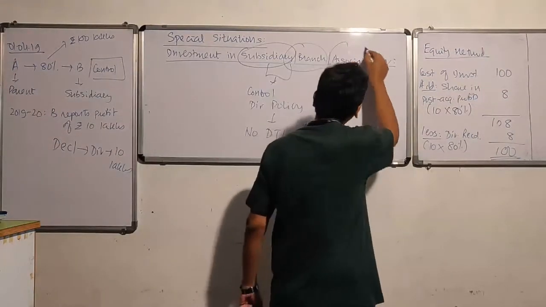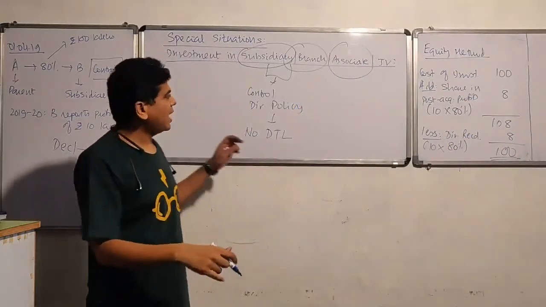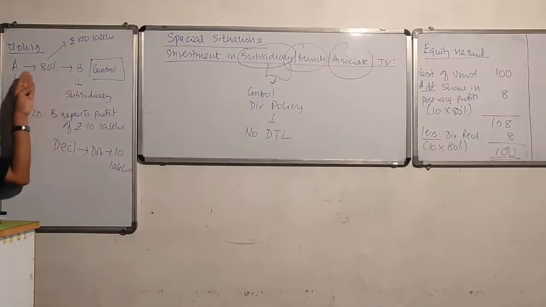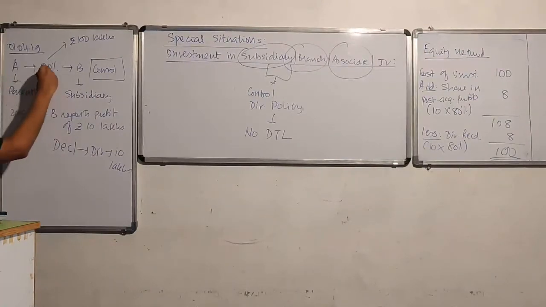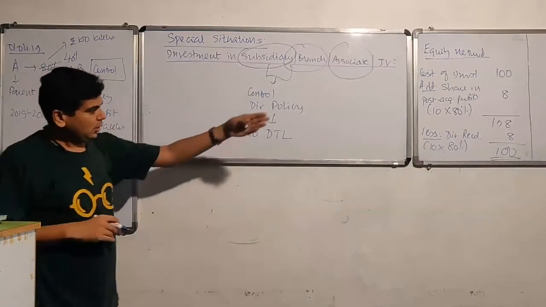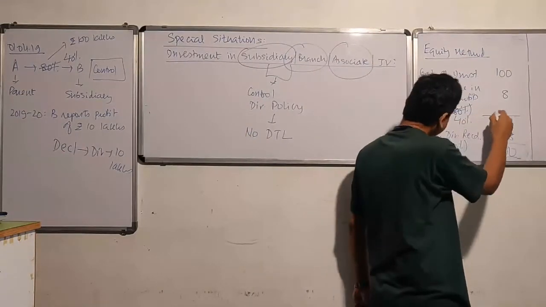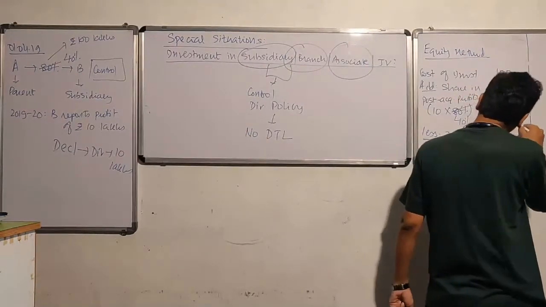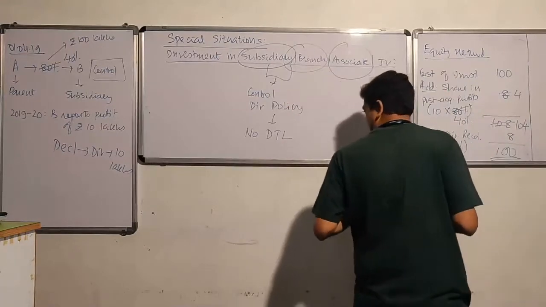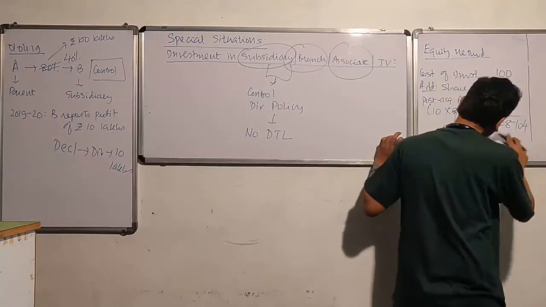Let us analyze the case of associate. Let's think for simplicity that this company B is our associate. If it is your associate, then maybe you have acquired, let us say, 40% shares. What will happen here is I will get 40% over here. So this will turn out to be 4 and this will be 104. Forget about the dividend right now. So this is the situation that you will be having.